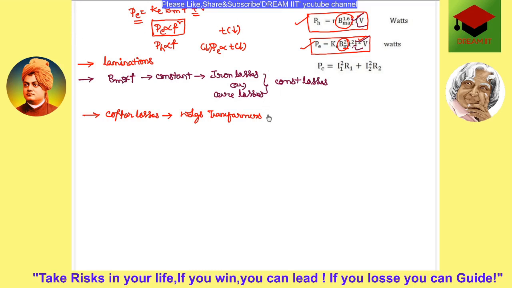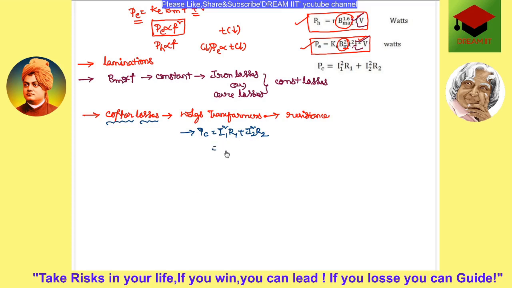As the windings will have some resistance, due to that resistance some losses will be appearing. That type of losses we call the copper losses. So let us consider the total copper losses. We can write it as I already given here, I1 square R1, that is the primary winding copper loss, and I2 square R2 is the secondary winding copper loss.